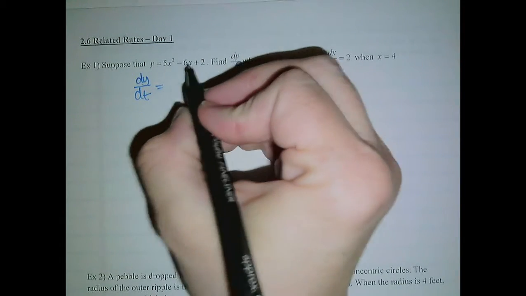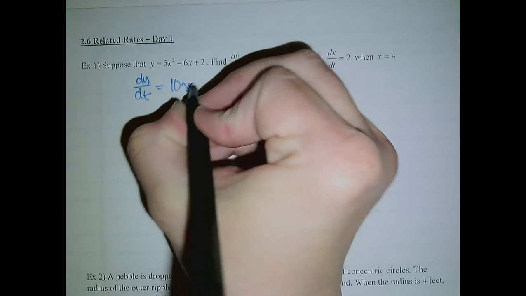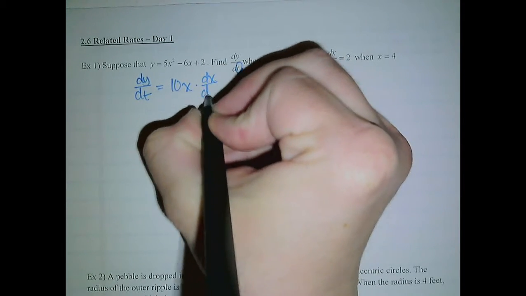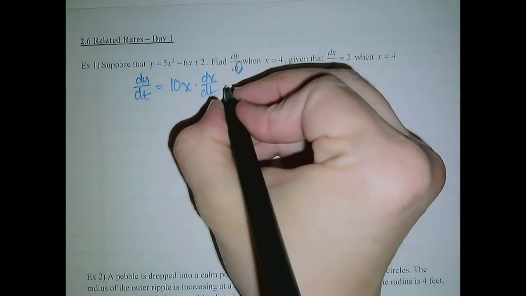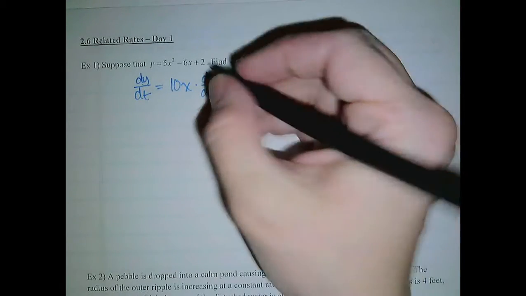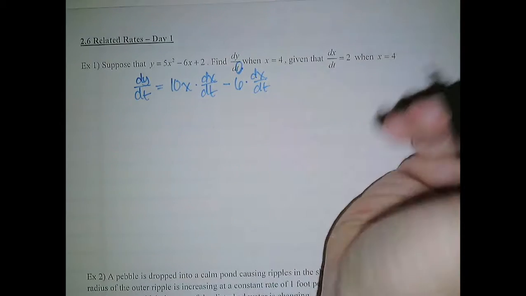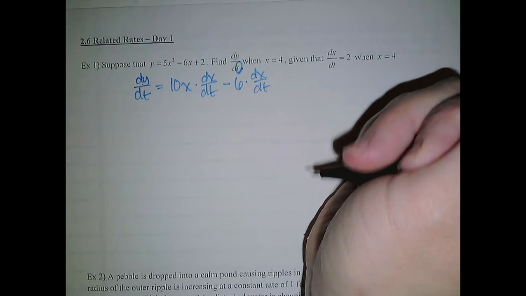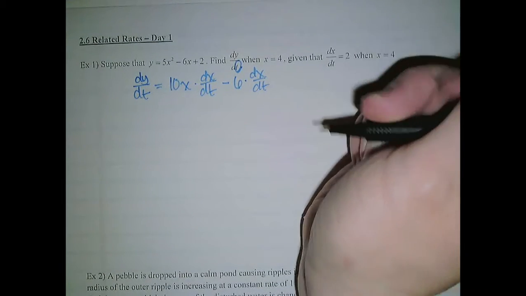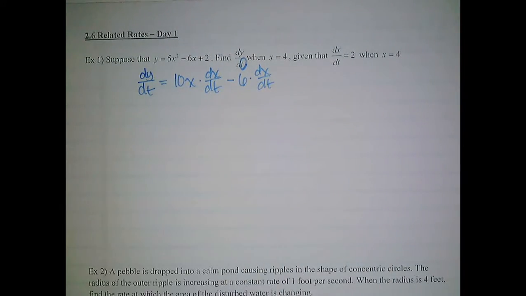So if I take the derivative of 5x squared with respect to t, then I'm going to get 10x times the derivative of x with respect to t, dx dt, minus, then I have 6x, so when I differentiate that with respect to t, I get 6 times the derivative of x with respect to t, dx dt, plus the derivative of 2 with respect to t will just be 0. So yesterday at this point we said, okay, well both of these have dx dt, we could factor the dx dt out, and then we would be finished at this point. We would have dy dt in terms of dx dt.